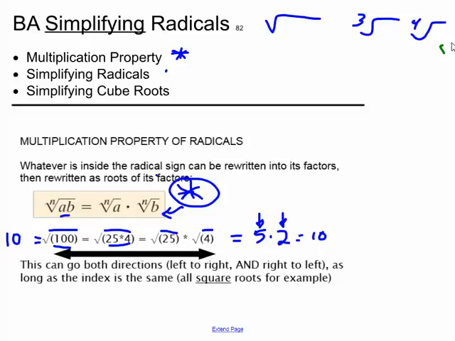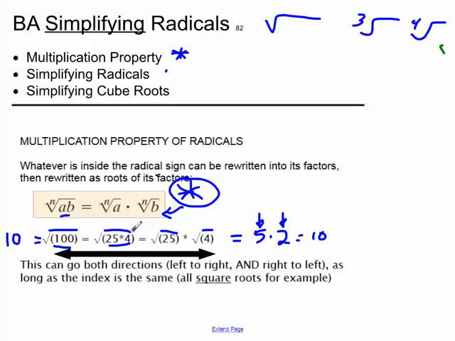Alright, so in the previous video we talked about simplifying radicals using the multiplication property of radicals. In other words, kind of separate and conquer. Whatever the product is in here, we're going to rewrite it as a perfect square times something else.